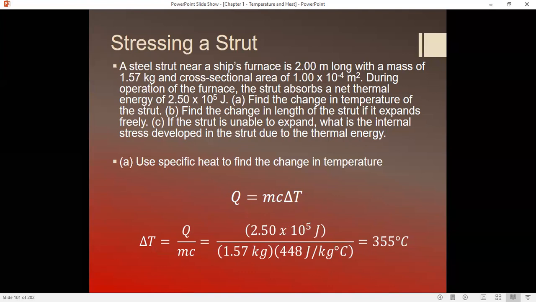Here again is how much heat is added from the furnace. Here's the original mass of the strut. Here is the specific heat of steel. So what we see is the strut gets really, really hot, 355 degrees Celsius. Okay.